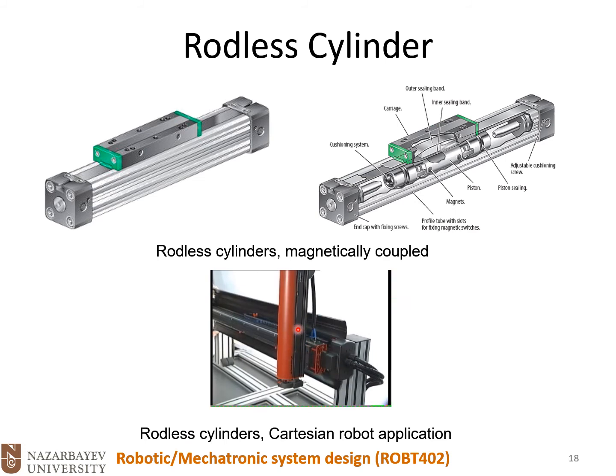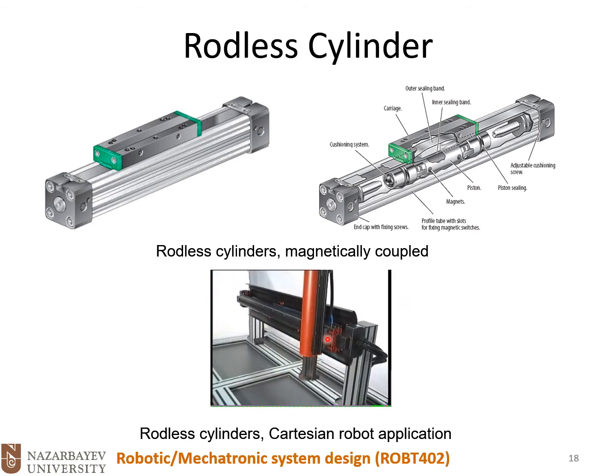You see the carriage. See, this is the carriage. Here it is moving across the cylinder, and another cylinder is attached to the carriage. Okay, so this one is a two-dimensional Cartesian robot. One dimension, and a second dimension is this one.